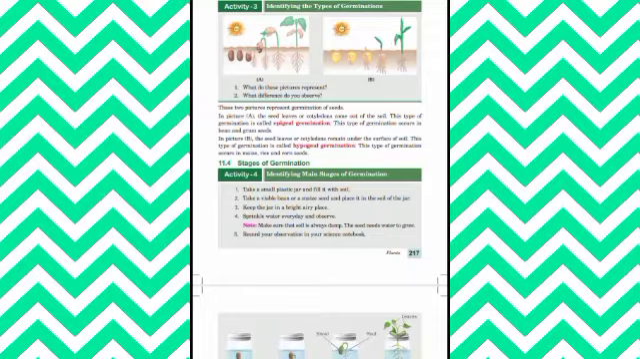In picture B, the seed leaves or cotyledons remain under the surface of the soil. They don't come out of the soil. They remain there under the surface. This type of germination is called hypogeal germination. It occurs in maize, rice, and corn seeds.